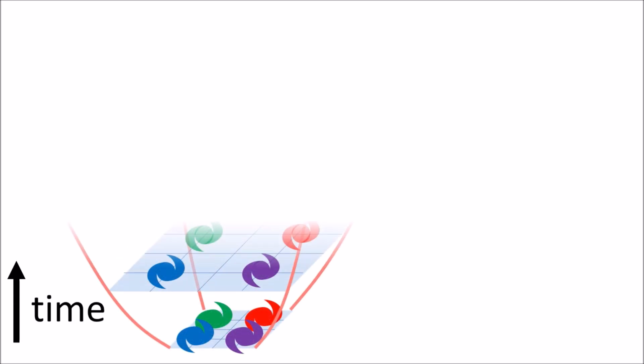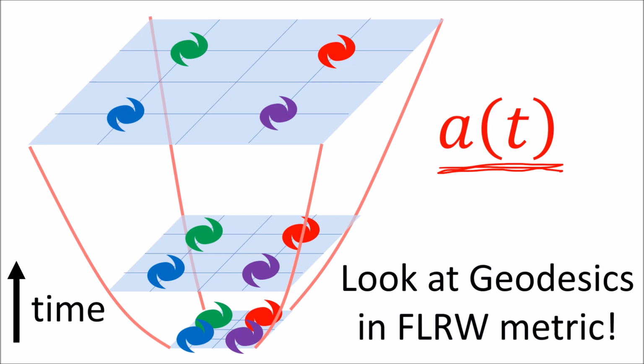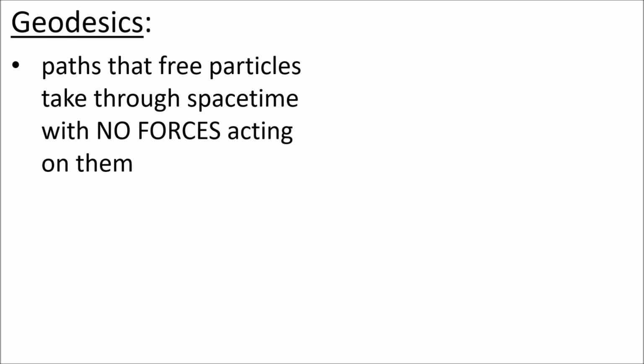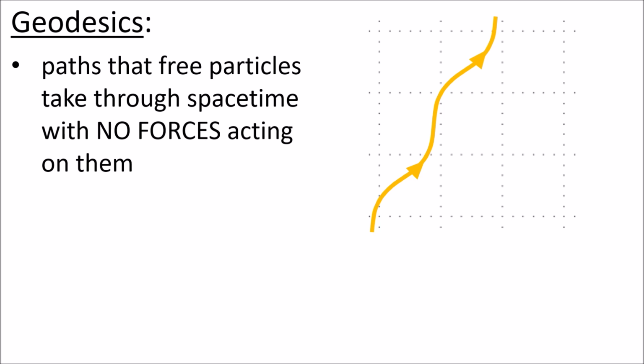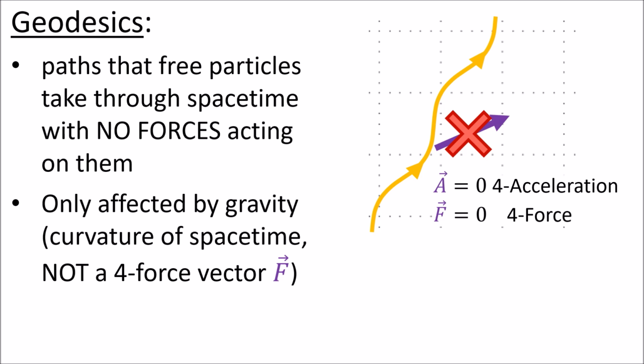So in this video, we'd like to figure out how all the galaxies in the universe spread out over time as the universe changes size according to the scale factor a(t). We'll figure this out by looking at the spacetime geodesics in the FLRW metric. Recall, a geodesic is the path a particle takes through spacetime when it has no forces acting on it, and is only affected by the curvature of spacetime.